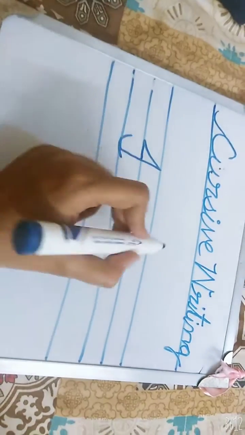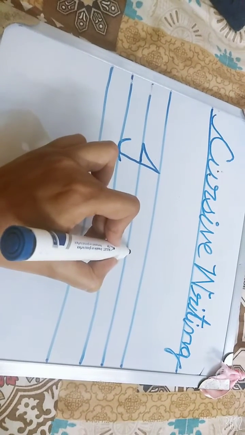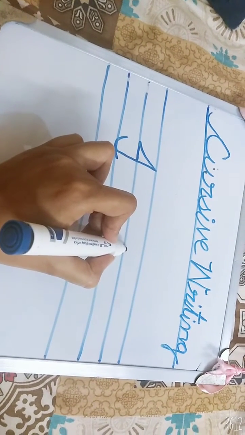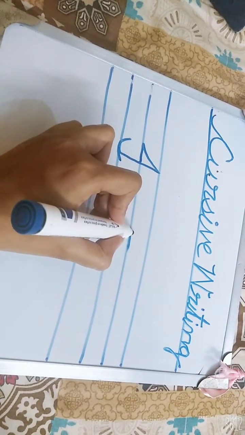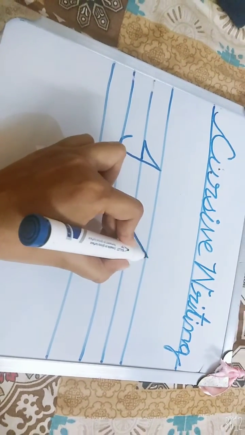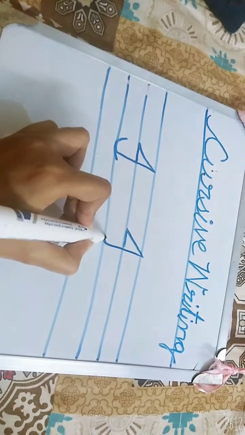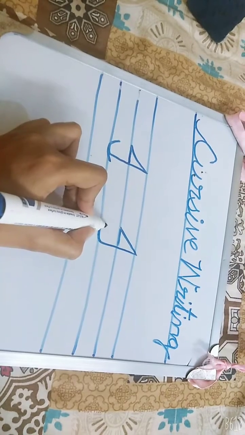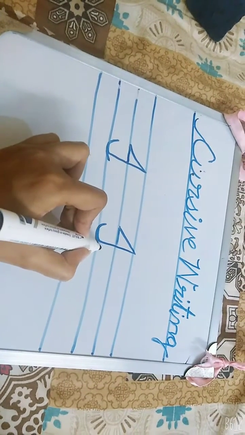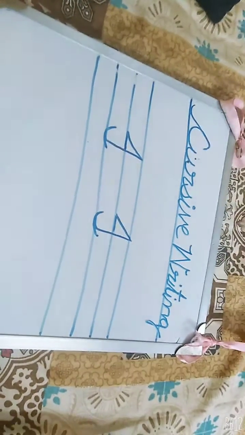Once again I am writing it. Put your marker on second line. Move your marker backward like this. Then come diagonally on first line. Then come straightly on third line. Make curve. And then move your marker forward. Now pick up your marker. Here is your uppercase character I.